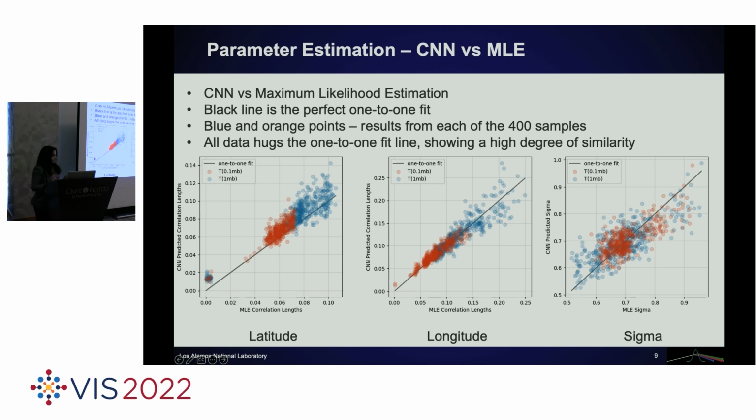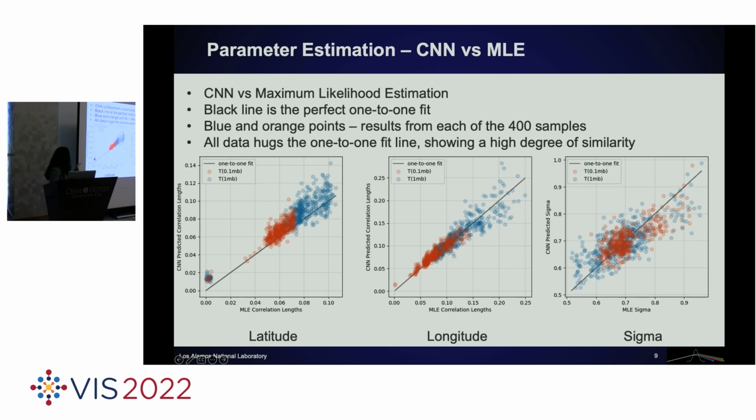And so if we look at some of the results of our convolutional neural network versus the maximum likelihood estimation, the traditional gold standard for Gaussian process fitting, we see that for the 3 different hyperparameters that I talked about, the black lines represent the 1-to-1 fit, so like a perfect fit. And there's 400 orange and 400 blue points that correspond to the 400 samples from each of our 2 data sets from the E3SM data set. So you see that the longitude and the sigma data set fit pretty well on that 1-to-1 line. So we see that those correspond really well. So the predicted values from our neural network correspond pretty well to the gold standard of the maximum likelihood estimation.